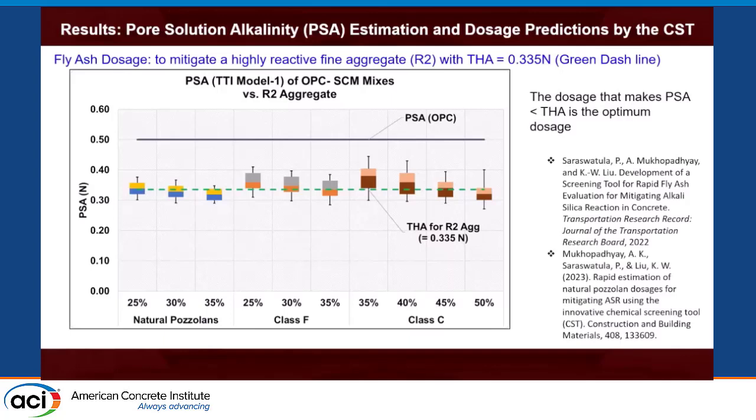So to achieve 0.335 normal, you need around 25% natural pozzolan. To achieve the same threshold pore solution alkalinity, you need around 35% class F ash. But for class C, you need 45 to 50%. The answer is pore solution modification. Aggregate is fixed here. You are changing different SCM, how it's modifying pore solution, and compare with the threshold, that determines how much percentage you need. This needs 1 to 2 days time.